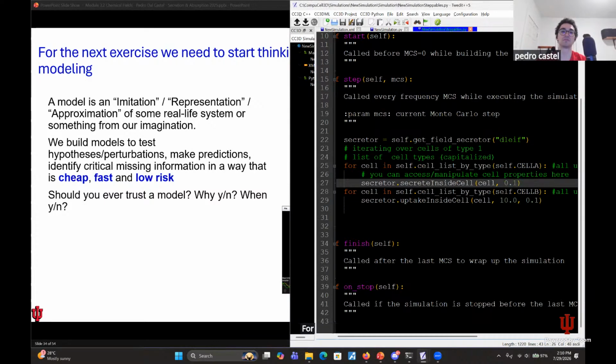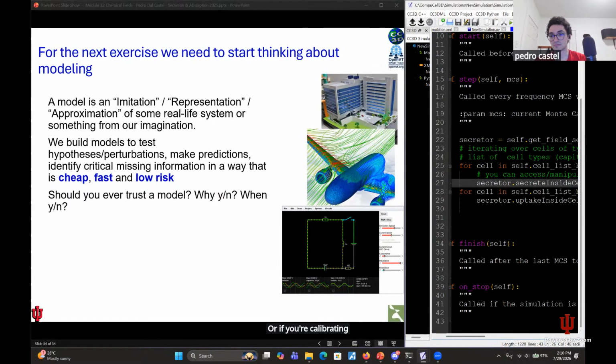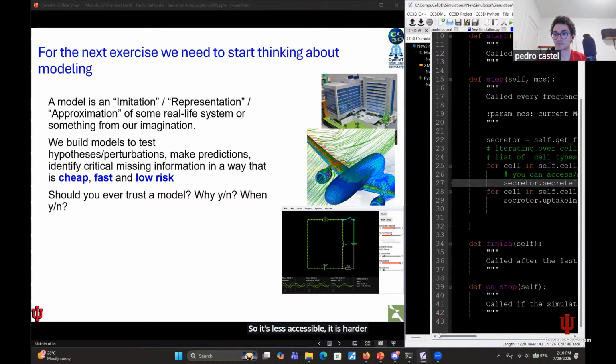For example, if you're doing model fitting to data, or if you're calibrating your simulation, or doing a sensitivity analysis, doing Bayesian inference. So it's less accessible, it is harder, but it's more powerful.